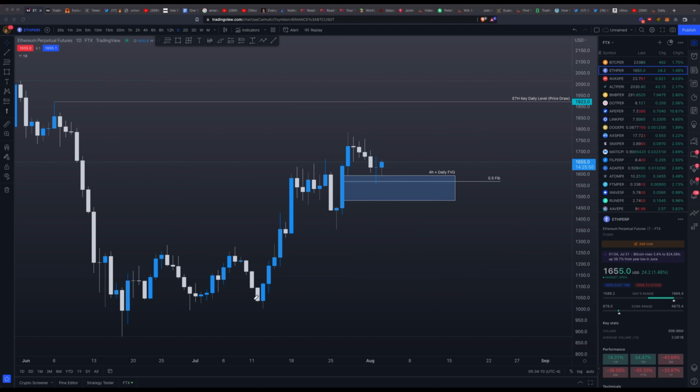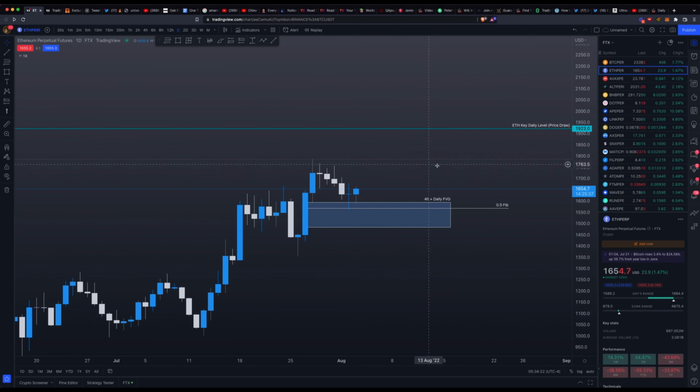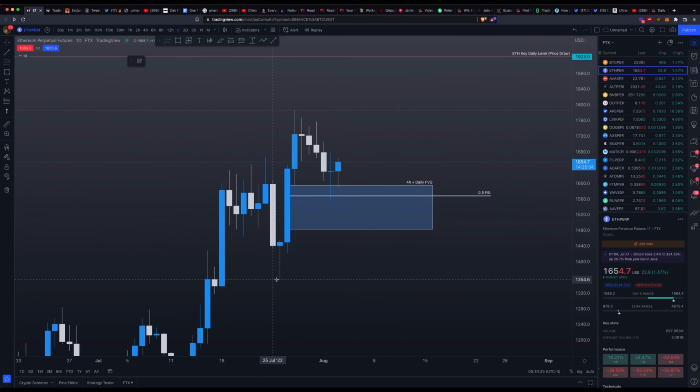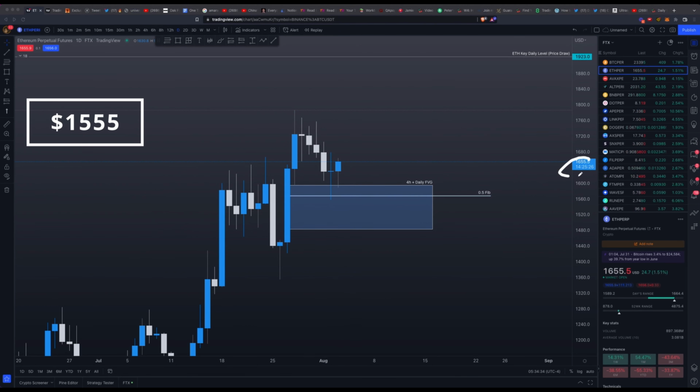But at the moment, because daily market structure is bullish in the sense that you have a high high, high low, high high, high low, high high, high low, high high, and now at the moment you are in the process of forming a higher low, which is really, really good. In fact, in order to confirm if this is going to be the higher low, all we need to do is simply not break below $1,555 over the next 14 hours, and this will be the higher low.